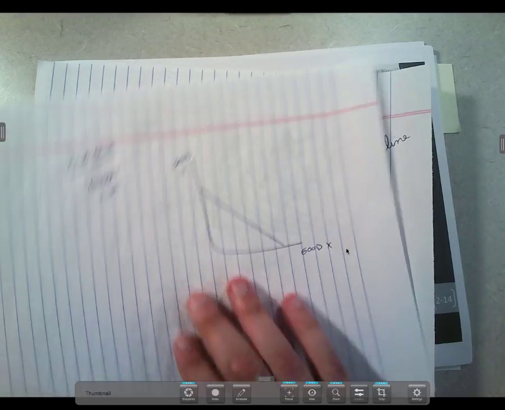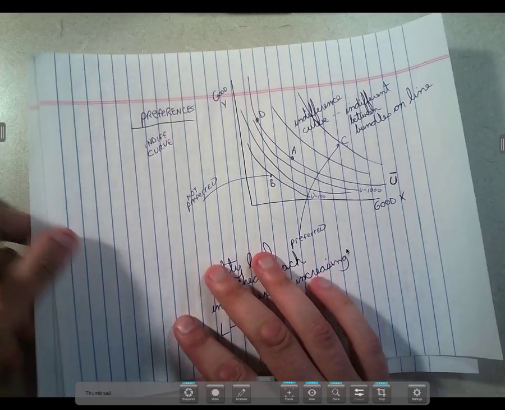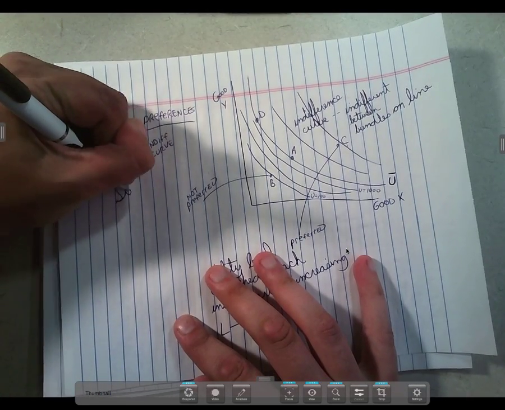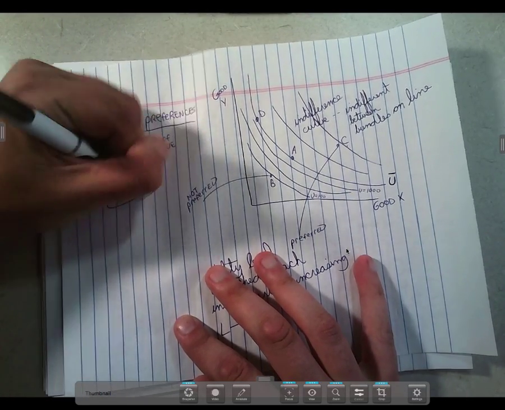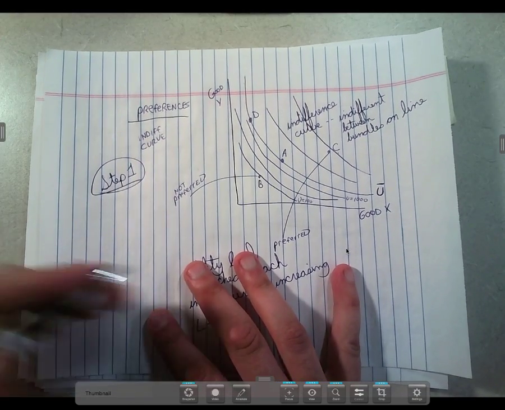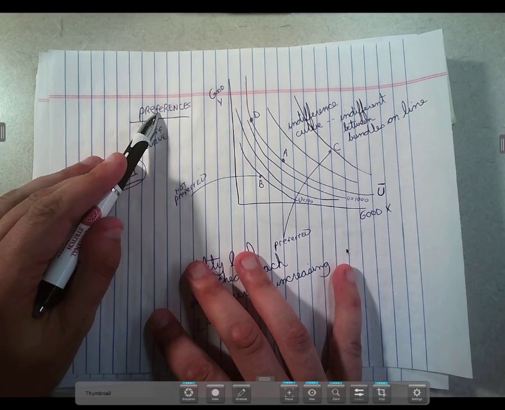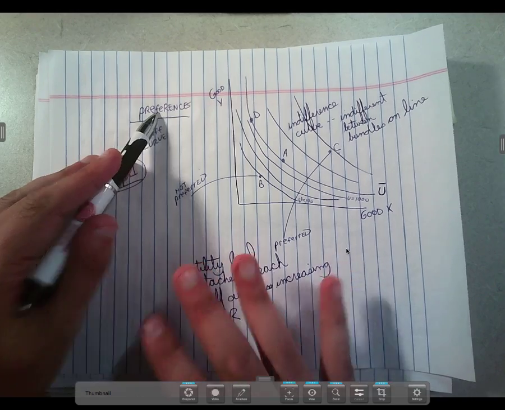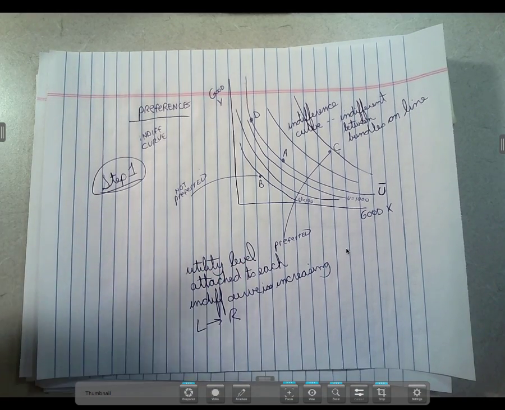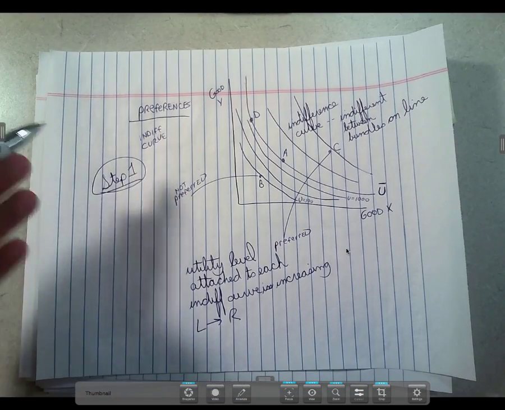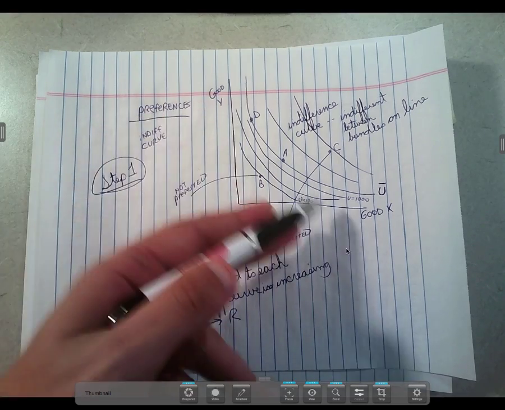when I teach this as the intermediate microeconomics course. Consider this step 1. Step 1 being I plot out what my preferences are between the products. And again, this can be different for different customers, right? Different types of people have different preferences for products.